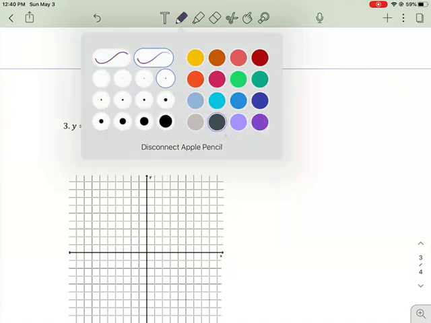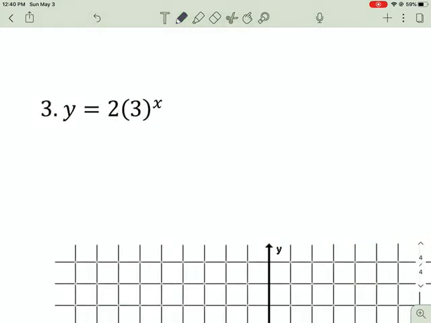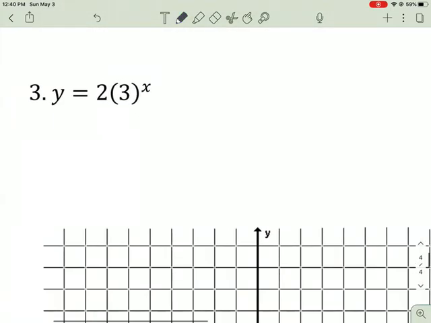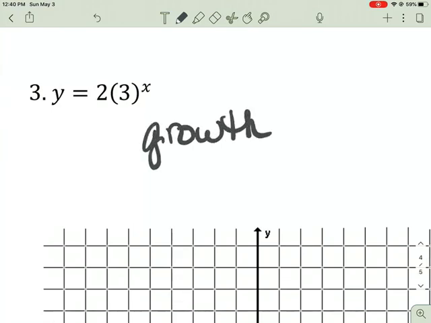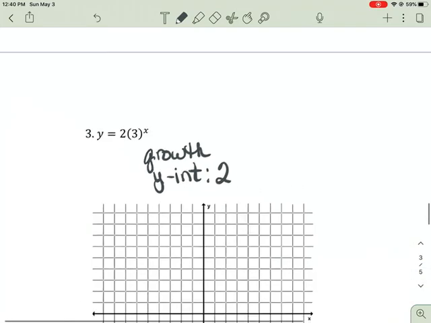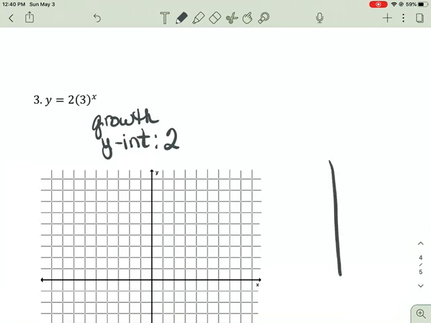All right, let's try one more. Or sorry, 2 more. All right, so if we look at 3 to the x, we know this is a growth problem. We know that there is a number in front of the base being taken to the power, so our y-intercept here is 2. So again, I'm going to make a little chart. And again, I'm going to use -1, 0, and 1.